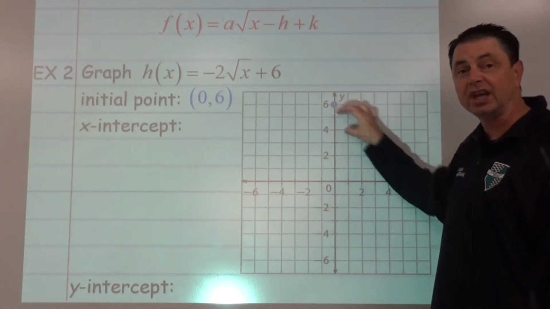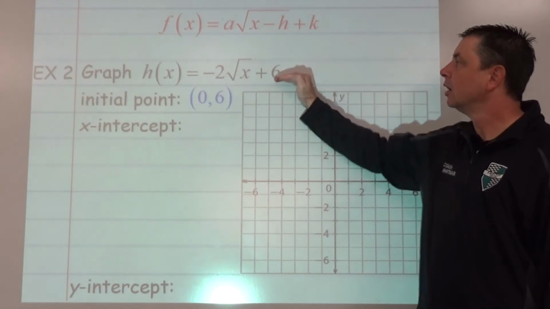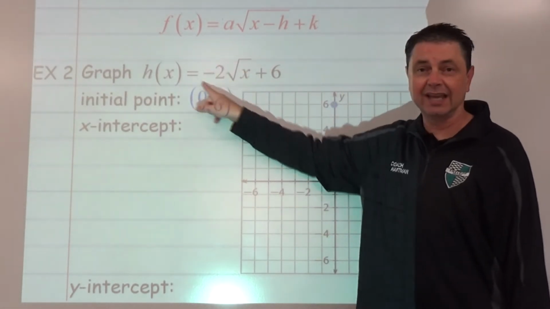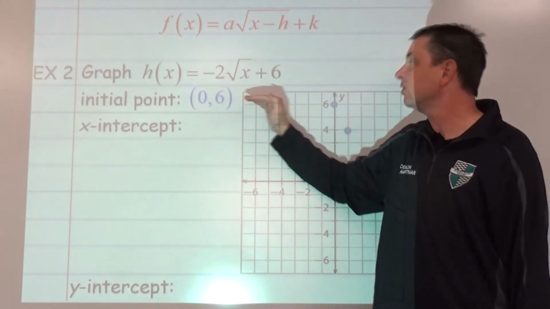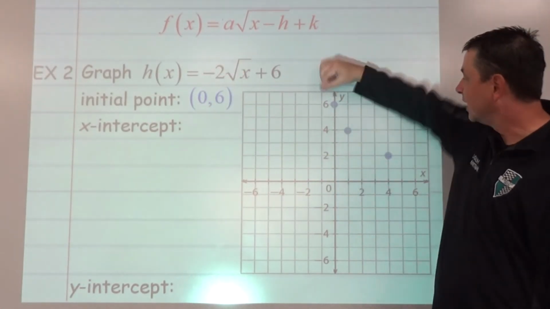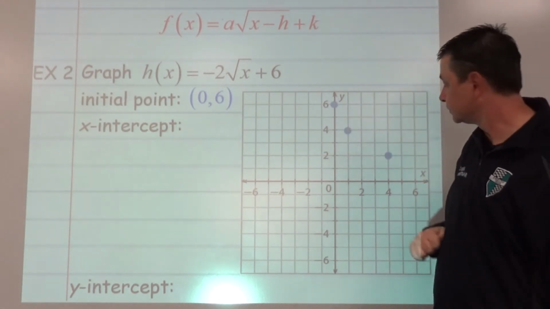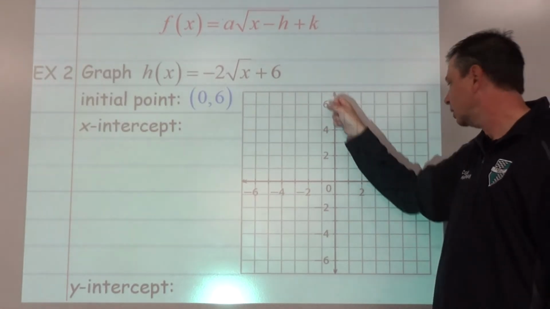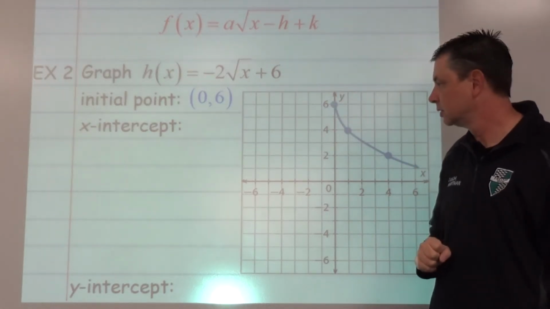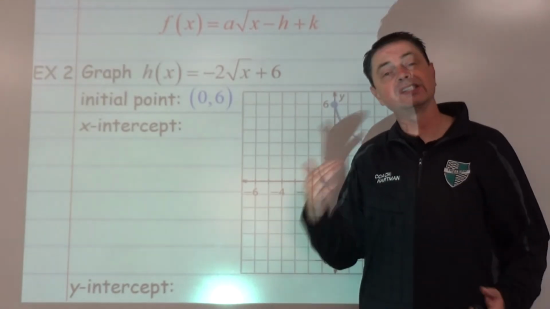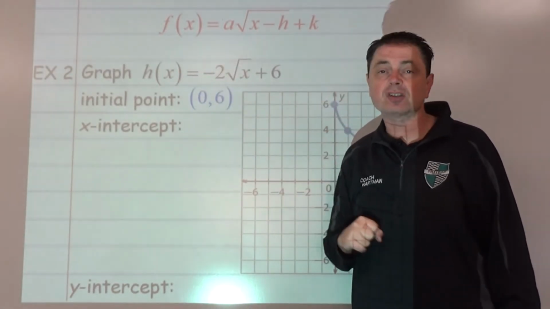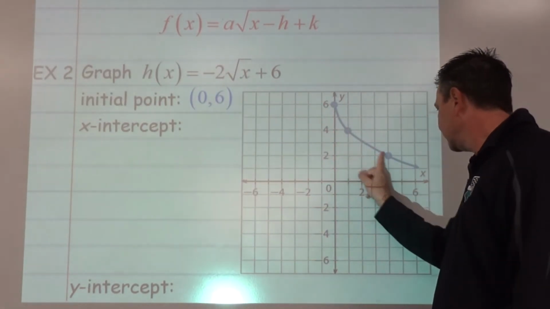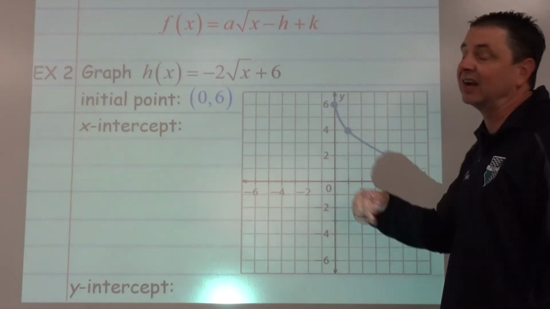So the vertical change is always going to be the same on our square root graphs, and that's going to be based off of the a. So if a was negative 5, we'd be going down 5 each time as we go right 1, right 3. Got enough points? Don't go this way. Start here, only go one direction. So in terms of end behavior, if it said as x approaches positive infinity, what does h of x approach? It keeps going down and down forever. That would be negative infinity.